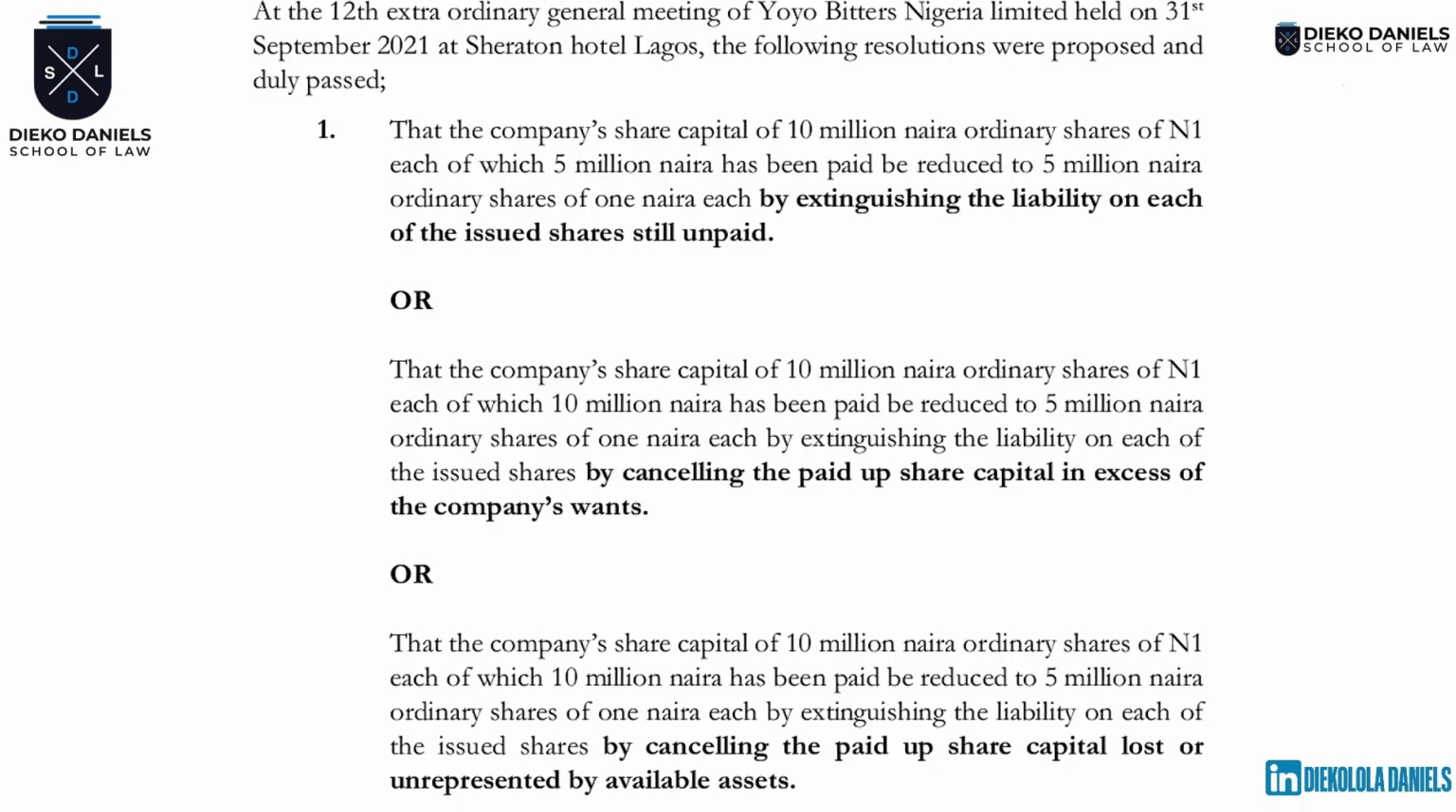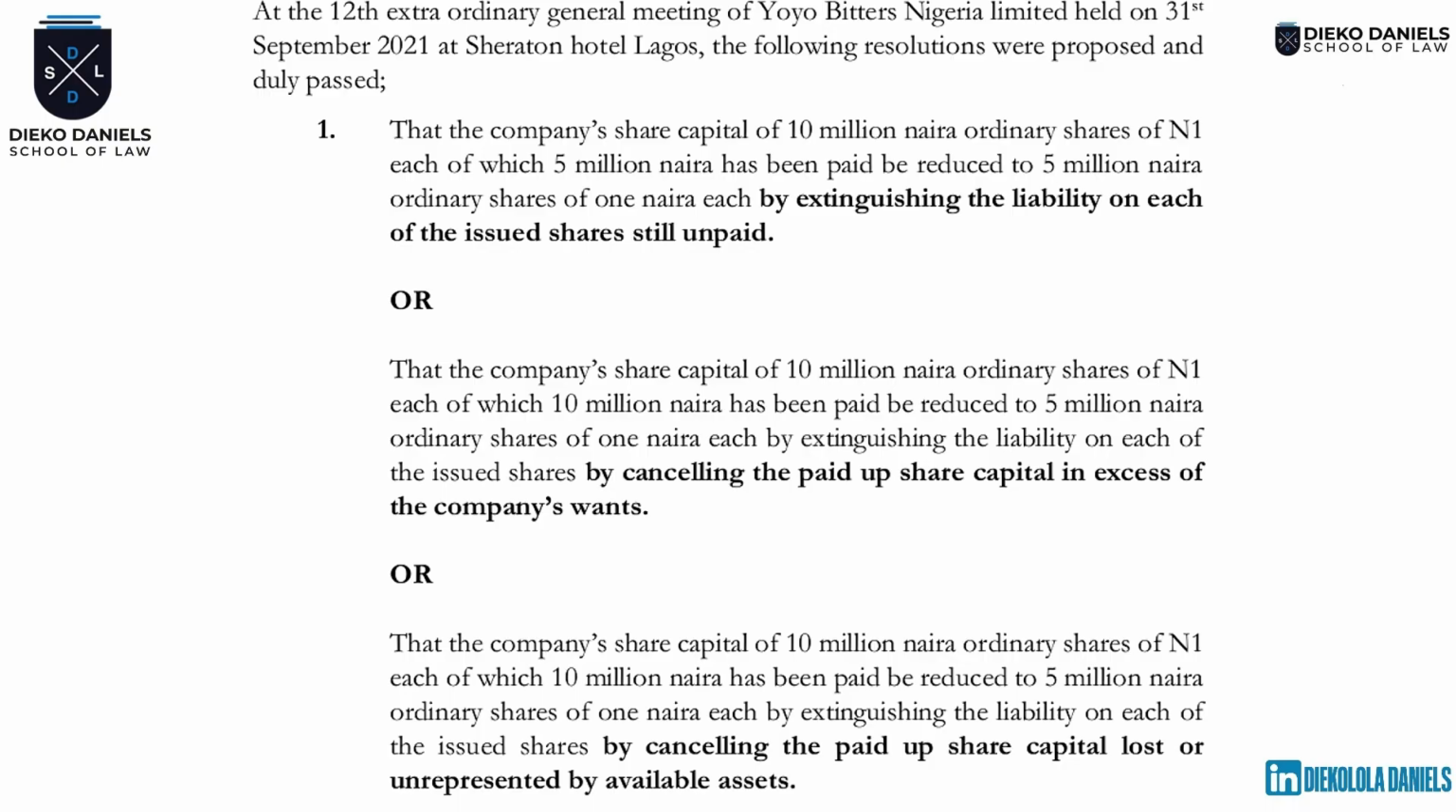Do you understand that? So the first one is because it was unpaid. And CAMA says, A, that where it is unpaid, you can extinguish. So you will say 10 million naira, of which 5 million has been unpaid. You have to show that you are coming under section 131A, right? That's 131(a). Saying that, yes, it is 10 million naira, but just 5 has been paid. Therefore, we want to reduce to 5 by extinguishing the liability on the issued shares still unpaid.